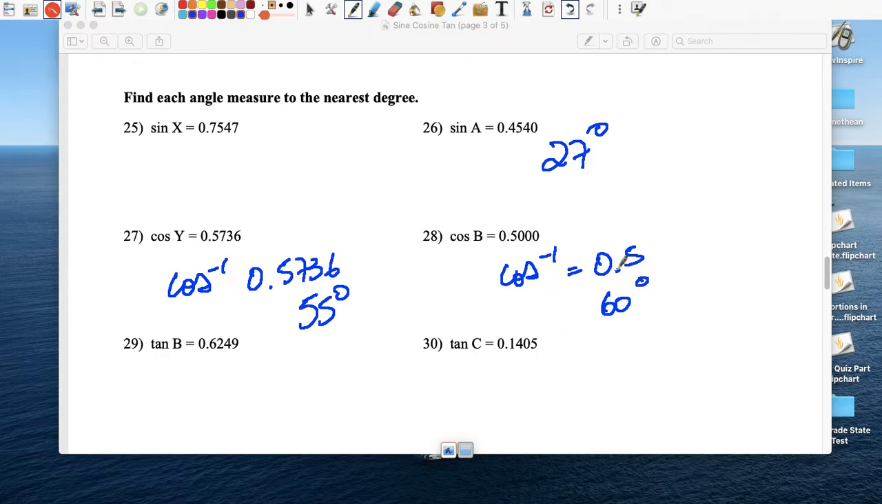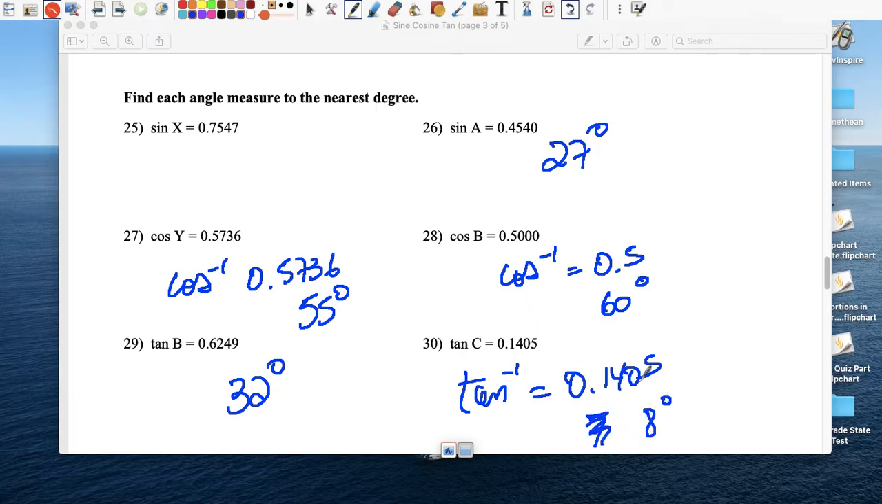Last two, tan. So second function, pi, tan is 6, 0.6249, that's going to give us 32 degrees. And the last one, sorry, let me write that down. What angle would give us that? So second function, pi, 6, 0.1405, enter, 8 degrees, rounded.